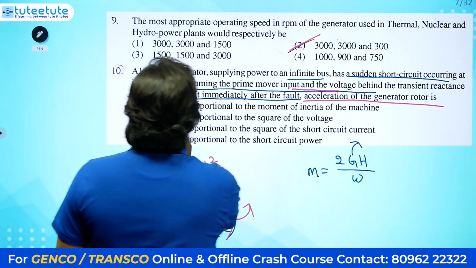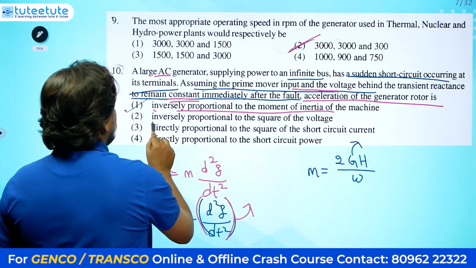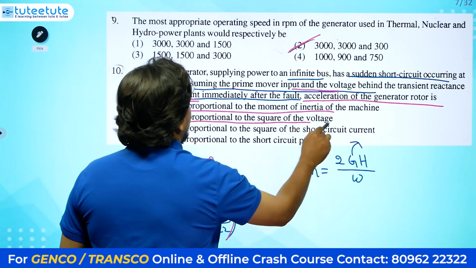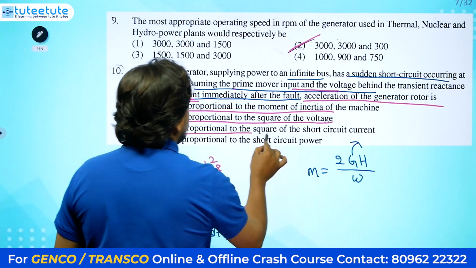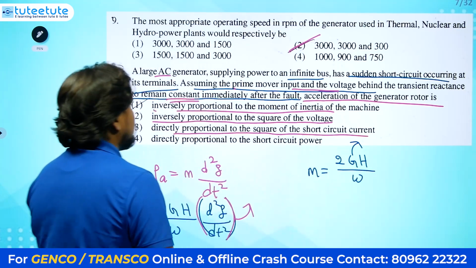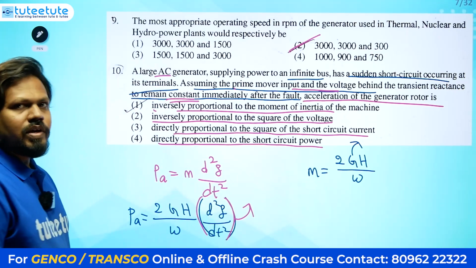C is related to, see the options, okay. So inversely proportional to the moment of inertia, okay. So next, inversely proportional to square of the voltage, so nothing related to voltage here, okay. So directly proportional to square of short circuit current, next directly proportional to the short circuit power, okay. So that's what they have mentioned.